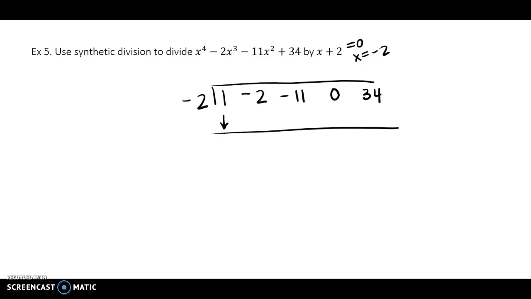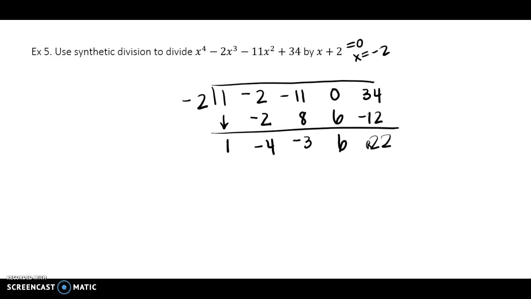All right, so you're going to bring down that 1. You're going to multiply across, so negative 2 times 1 is negative 2. Add down, and then multiply across. So negative 2 times negative 4 is 8. And then add down. So that's going to give you 3, negative 3. Multiply across, so negative 2 times negative 3. That's 6. Add down. Negative 12. And then subtract those. 22. So again, this is your remainder.